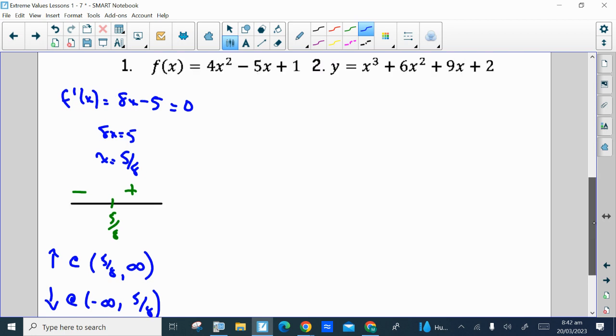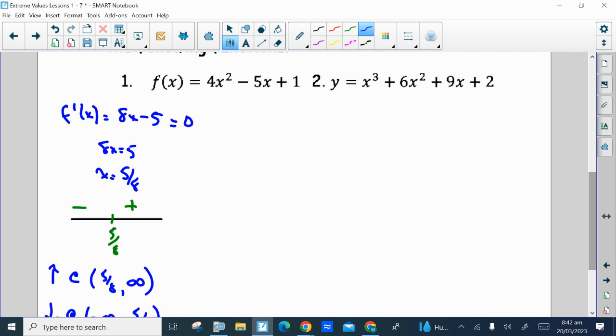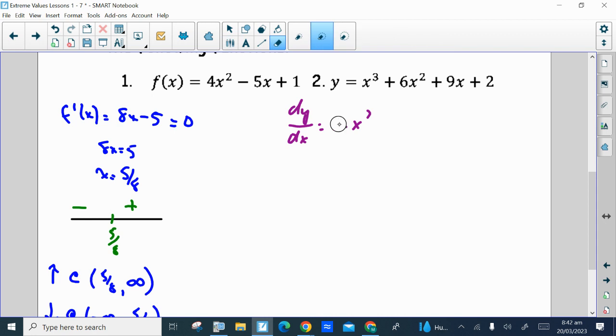All right, so there's that first one. Now, for question 2, it's a third degree polynomial. We're going to find the derivative, which we can then use to find out where those local max and min points are. The derivative will be 3x squared plus 12x plus 9.